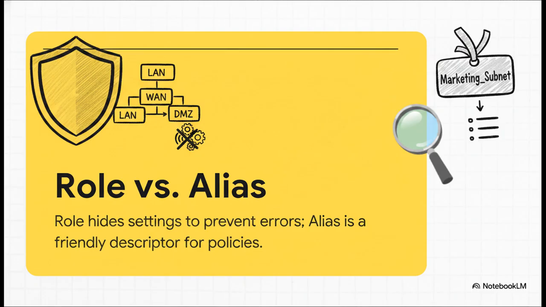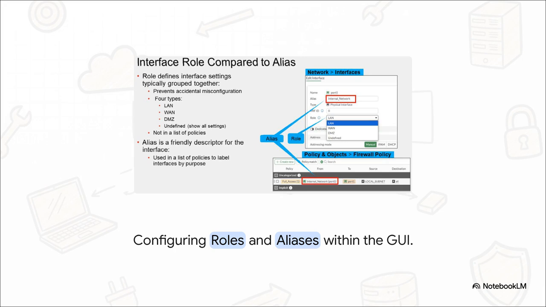An alias, on the other hand, is literally just a friendly, customized name, something like marketing_subnet, which simply makes your policy lists way easier to read. Seeing this in the interface is super straightforward. You just assign the alias at the top, and then you select the role right below it in a drop-down menu. Quick pro tip here, if you're ever looking for a setting and it's mysteriously vanished from your interface menu, check the role. We can always switch it back to undefined to unhide all the configuration options if you're ever dealing with an unusual edge case.